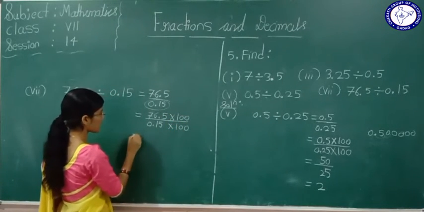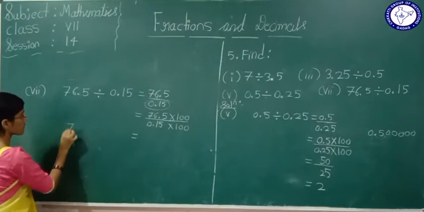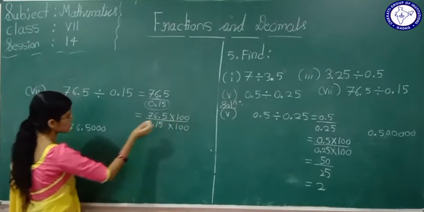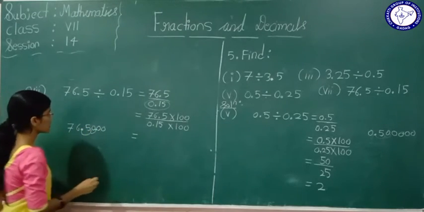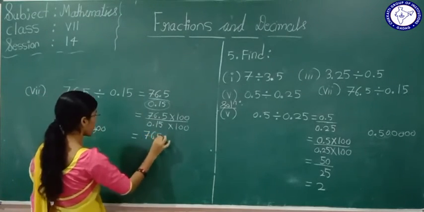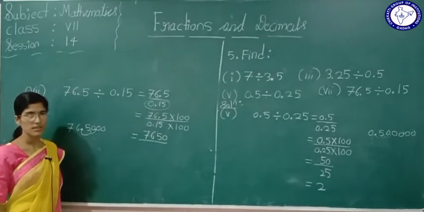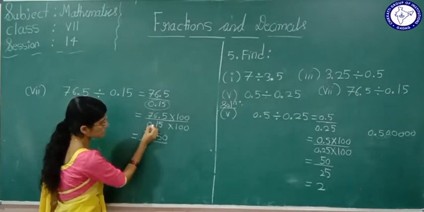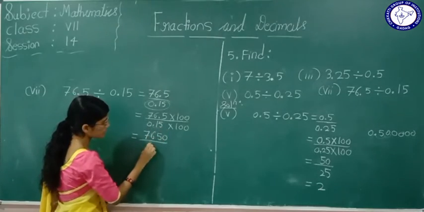If we multiply by 100, what will it become? 76.5 into 100. See, 76.5 can be written like this. Yes or no? Into 100 means just shift this decimal point to the right by 2 places. 1, 2. It will become 7650 divided by. Now see, 0.15 into 100. Just shift this decimal point to the right by 2 places. 1, 2. What will it become? 15.